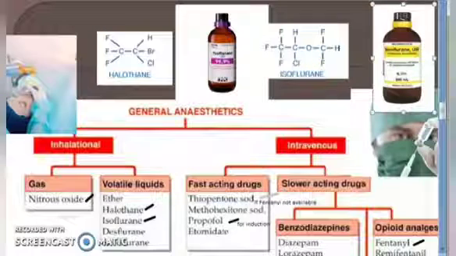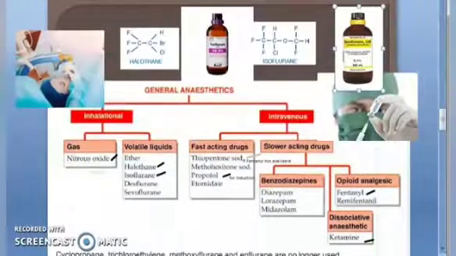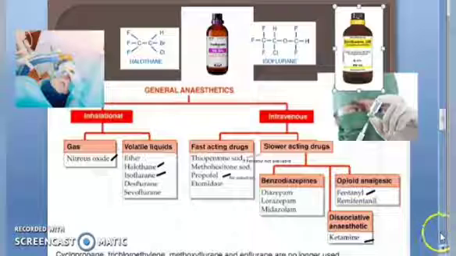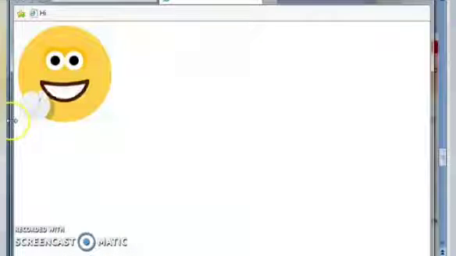So now we are done with inhalational general anesthetics. Read more in the textbook, guys. Don't depend solely on this. If we can, we'll upload more detailed videos, okay?